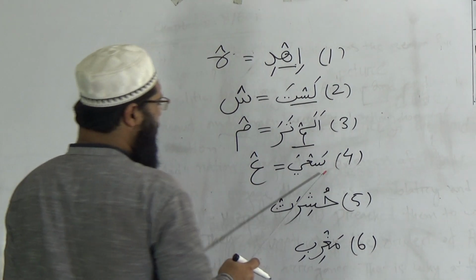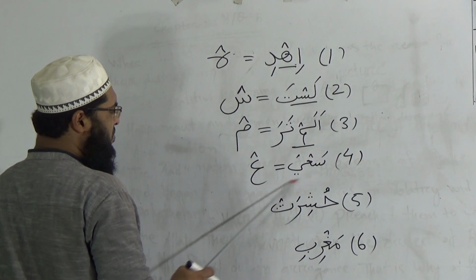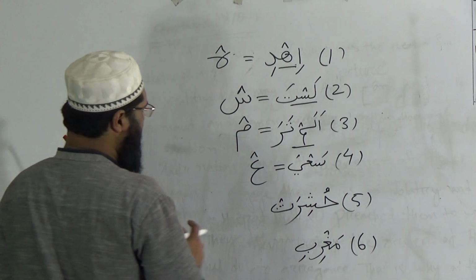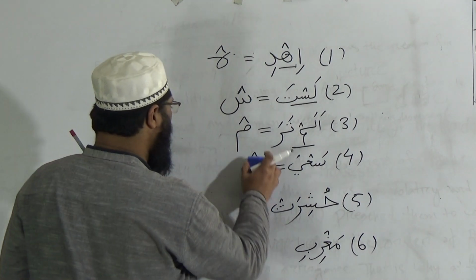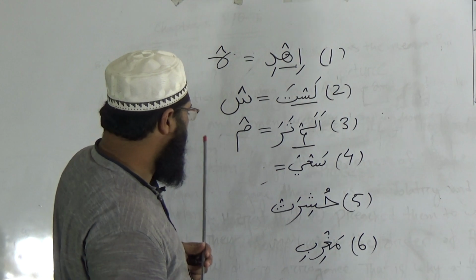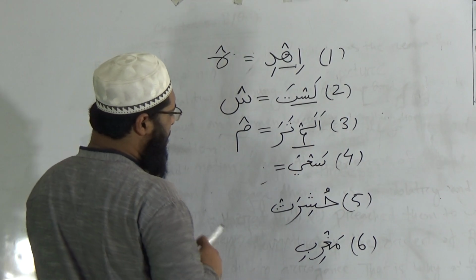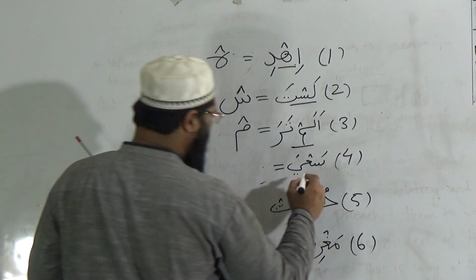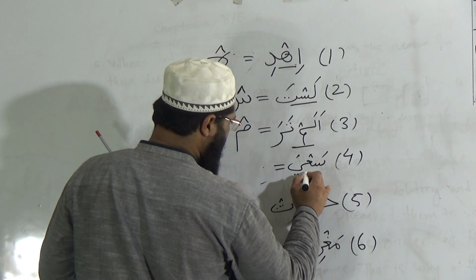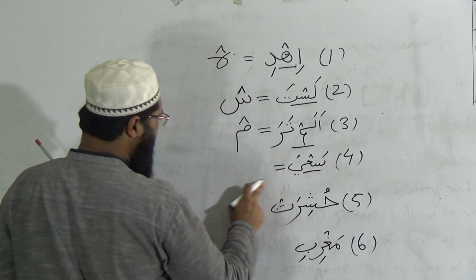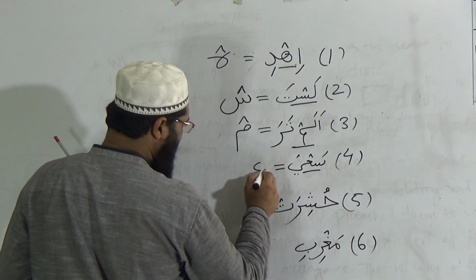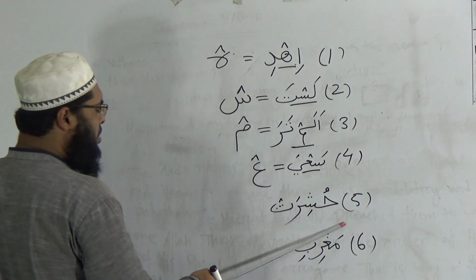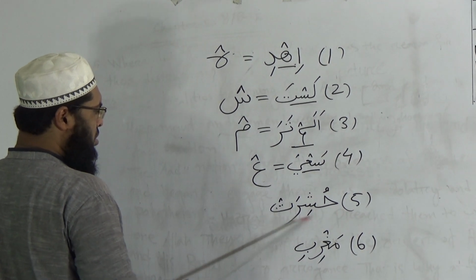Our number 4 Arabic word is sa'ya. Sa'ya. My dear students, our number 4 Arabic word is sa'ya. Now here ain has taken Jazam. Now we will identify the Jazam taken huruf ain, and now we will write ain and Jazam.